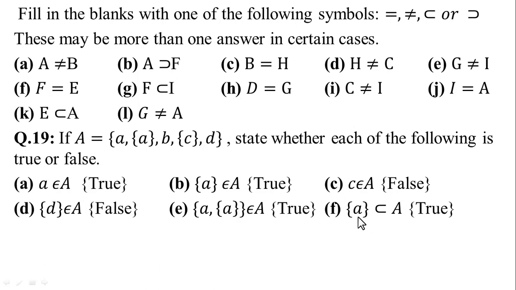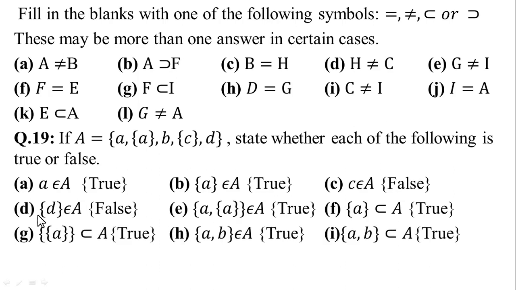In the next part, the set {a} is a subset of A. So this statement is also true, because the set {a} is an element of A and also a subset of A. Now in the next part G, the set {a} as a whole is a subset of A. That is also true. Then {a, b} belongs to A. Here a and b are elements of A, so this statement is true.